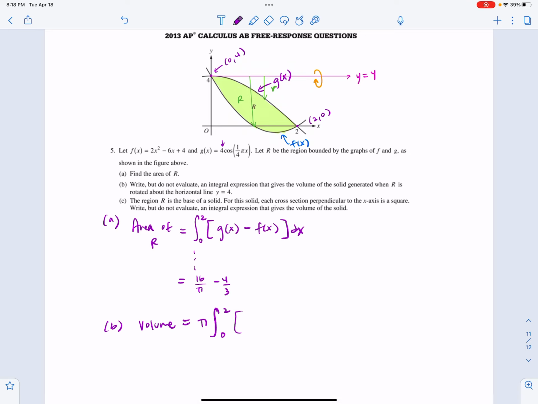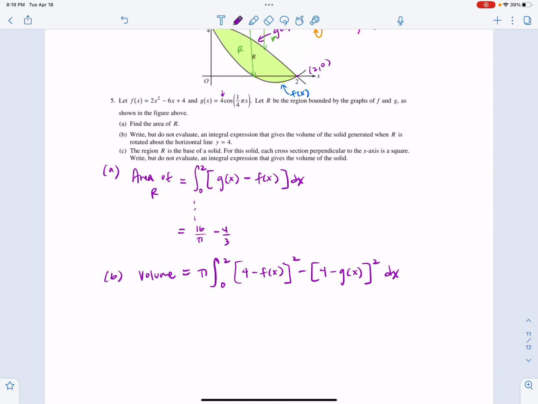So big R, top minus bottom, that's going to be 4 minus f of x, or you can write in what f of x is equal to, squared, minus little r. Little r would be 4 minus g of x, and then squared, dx. Okay, so that represents the volume.